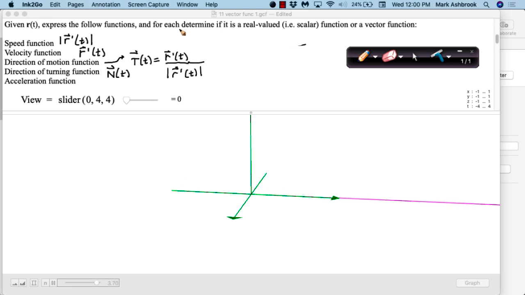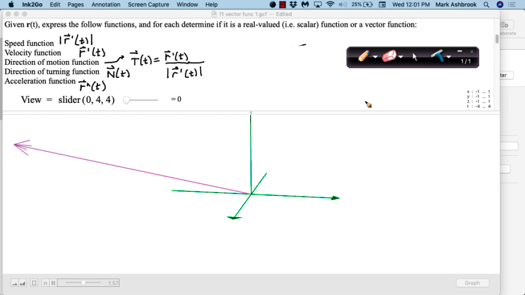All right, acceleration function. What would that be? Jonas. Second derivative. Scalar function or vector function? Vector function. Acceleration has magnitude and direction. So all the things that you get from the acceleration function are vectors, because it's magnitude and direction.